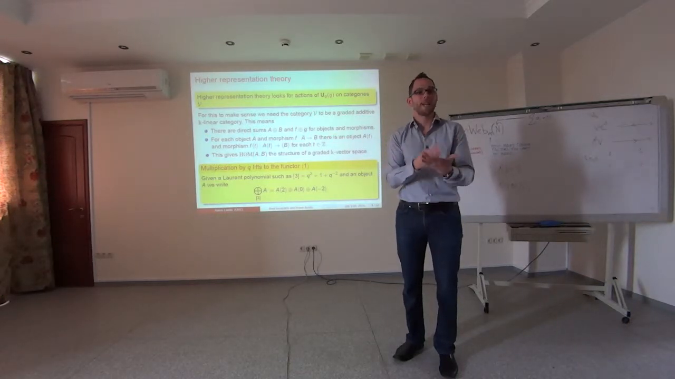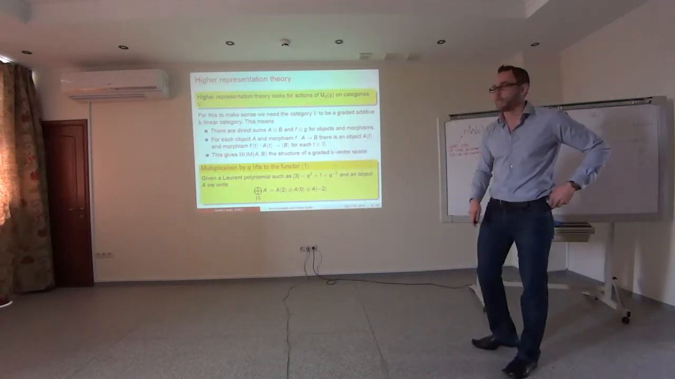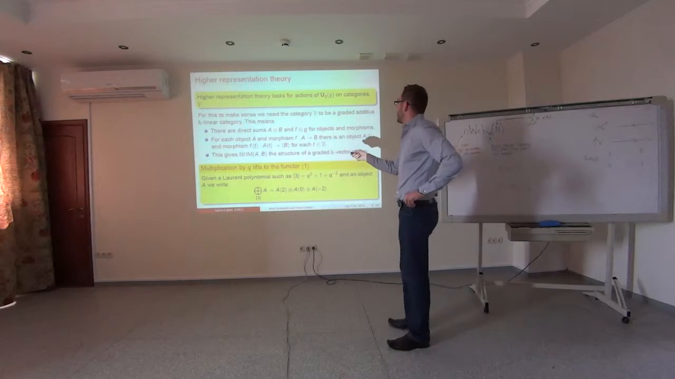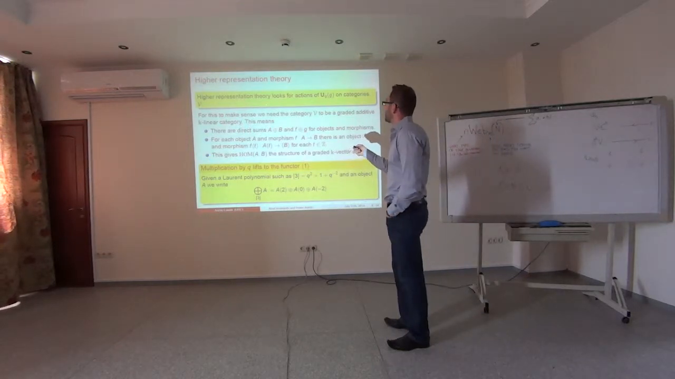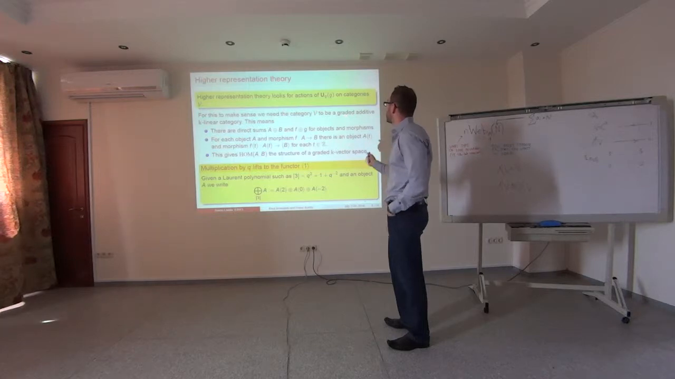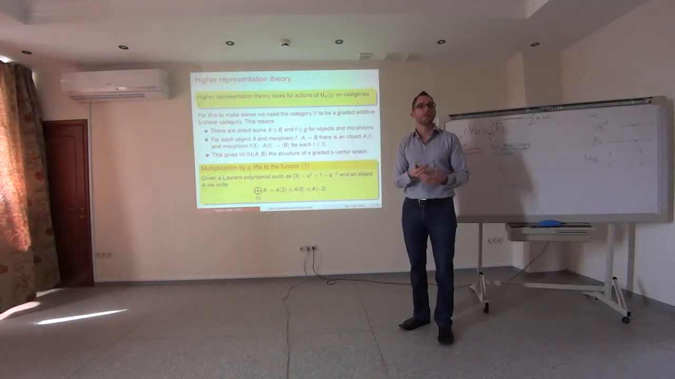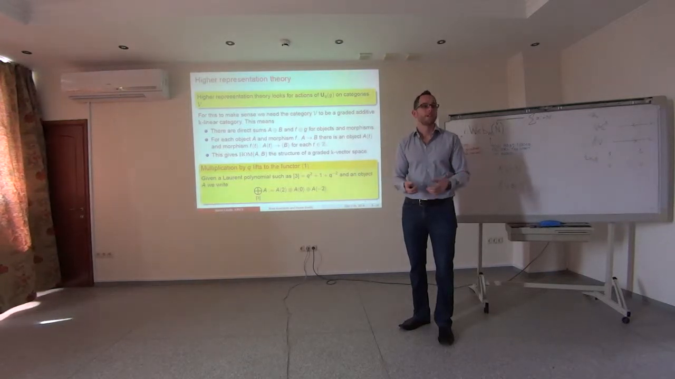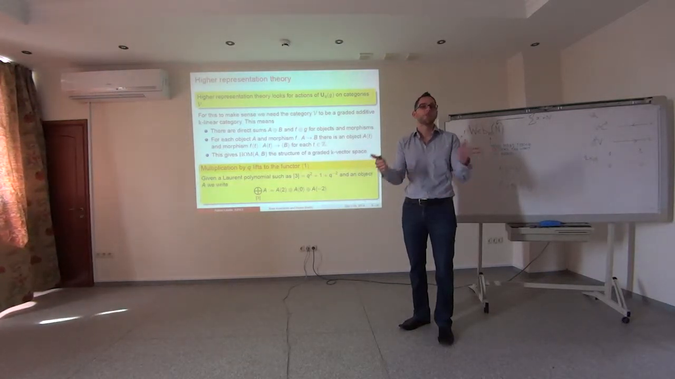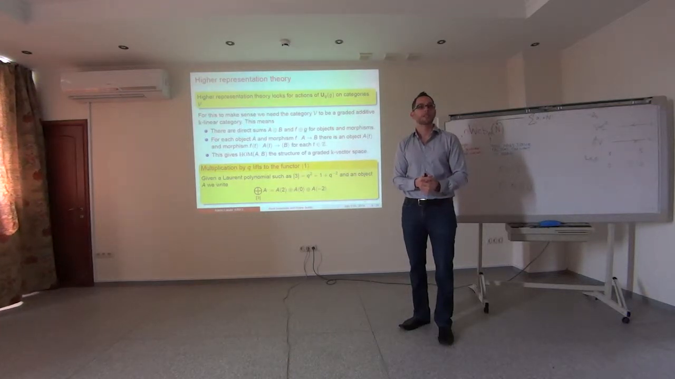So you want to find some categories, and you have to think a little bit about what everything means, because for this to make sense, we usually need the category to be graded and additive. So additive means that we can take direct sums of objects in our category. So think about the category of modules over a ring. In that category, I can take 2 modules, take their direct sum, and if my rings were graded, then I could take the grading shift.